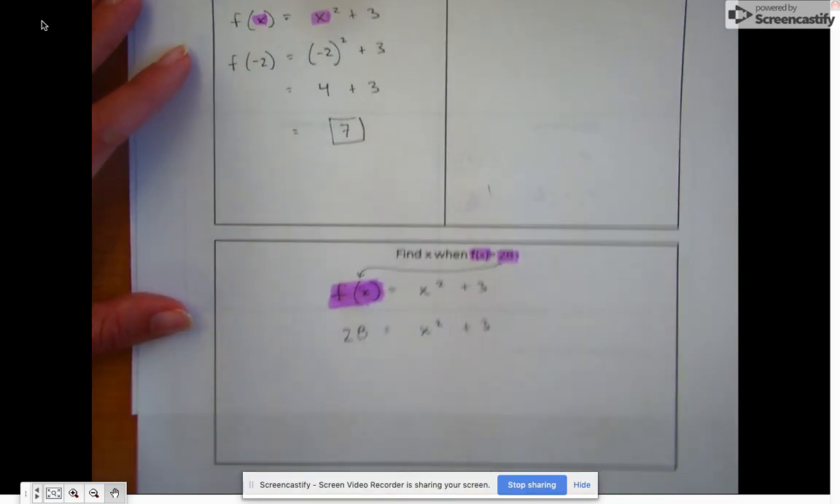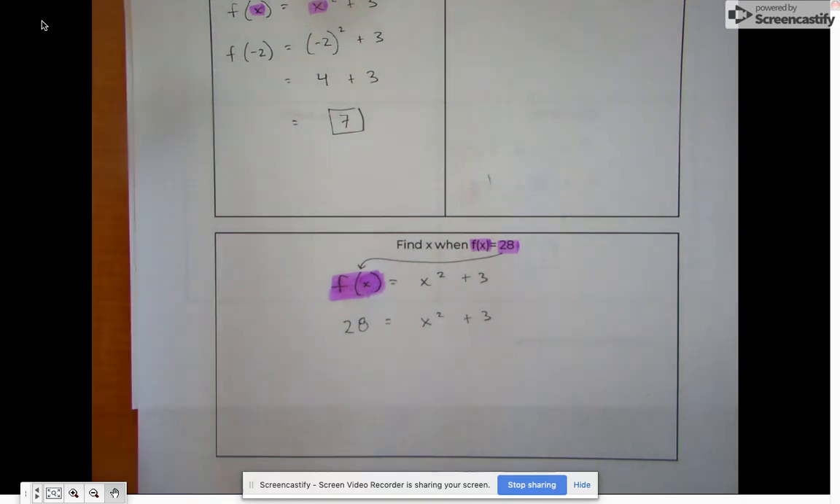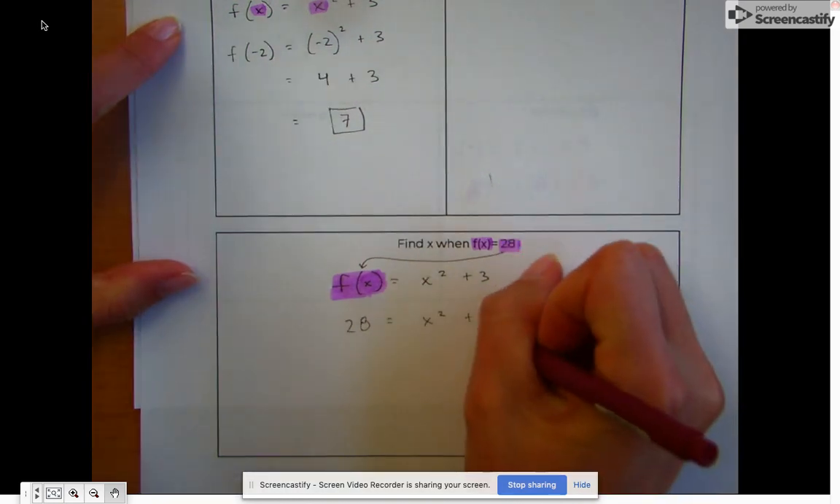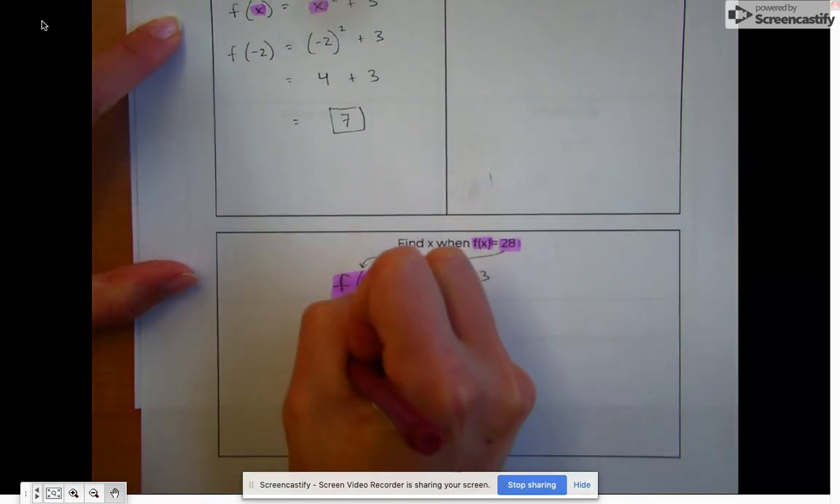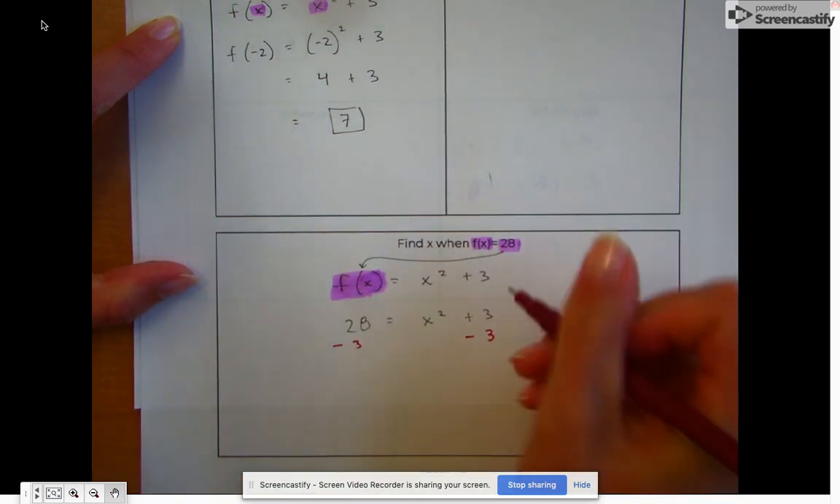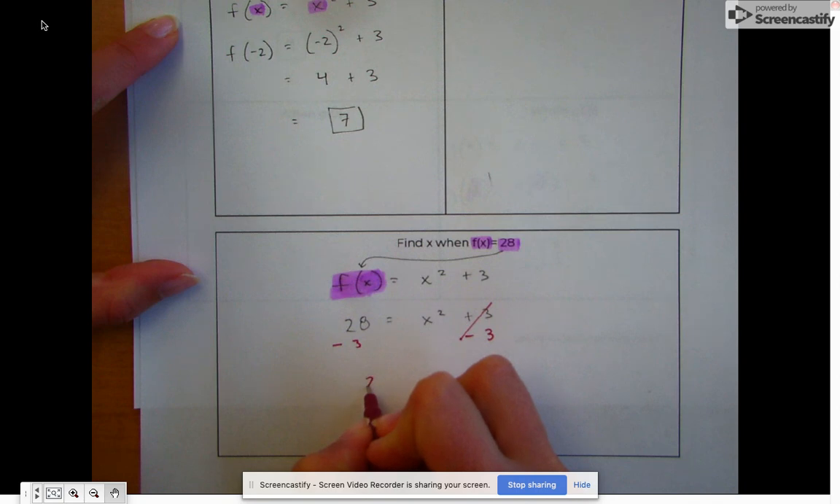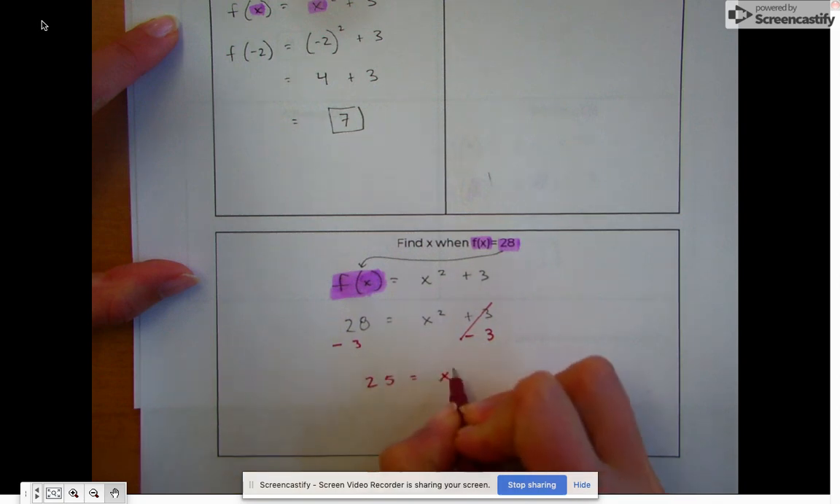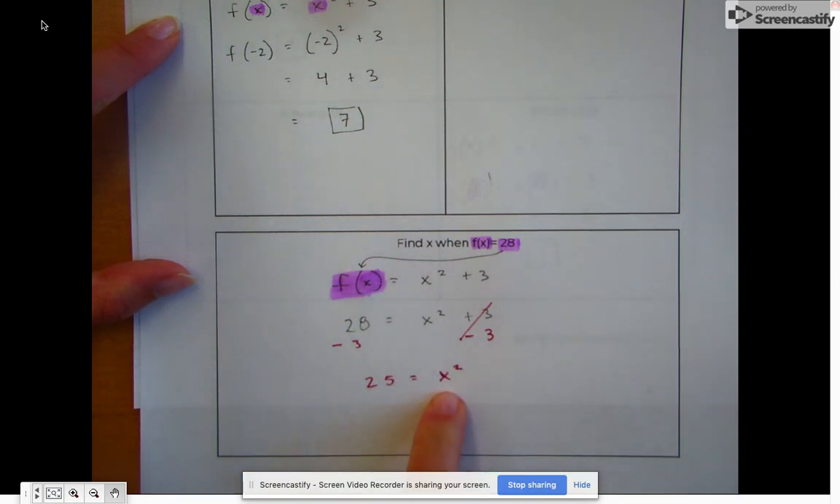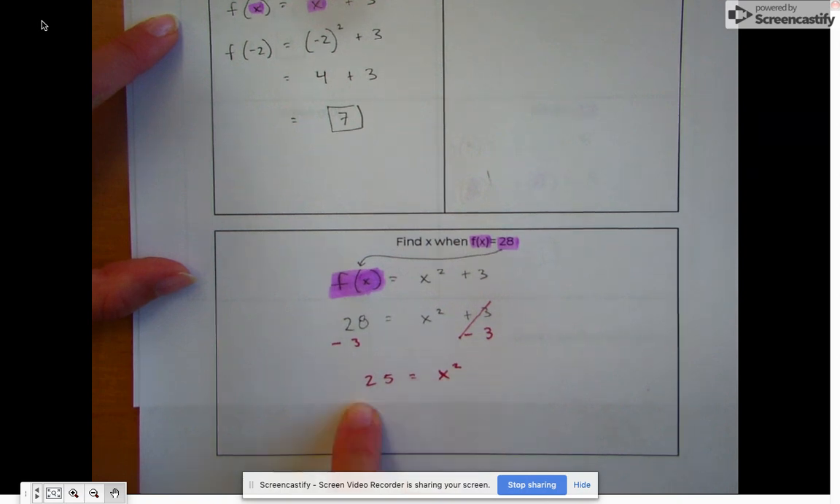And then I'm going to go ahead and solve algebraically. So plus 3, I'm going to subtract 3 on both sides, that cancels out. 28 minus 3 is 25 equals x squared. And then I could think, okay, what number could I plug in for x, squared, that would give me 25?